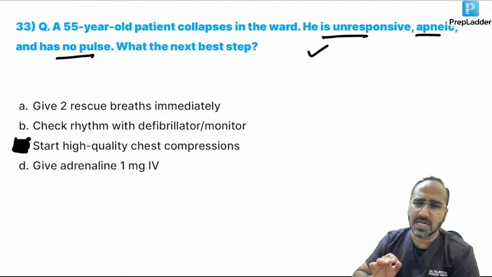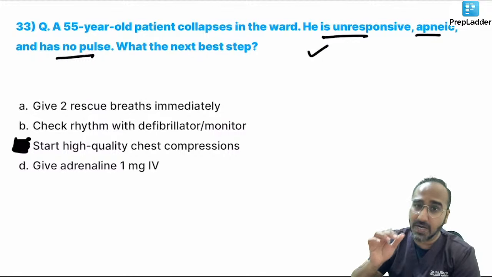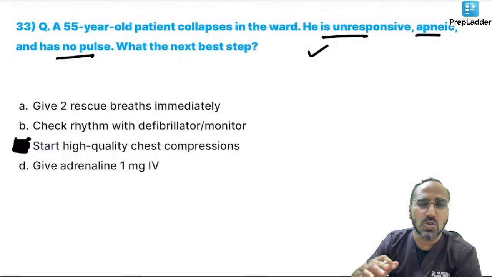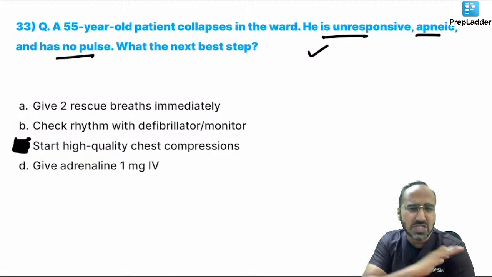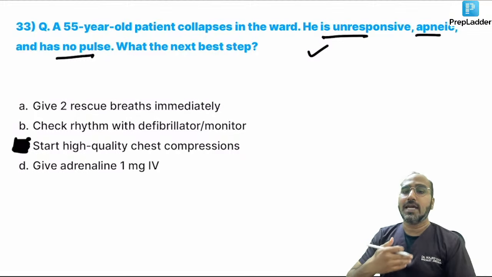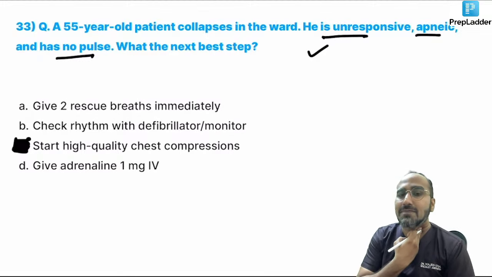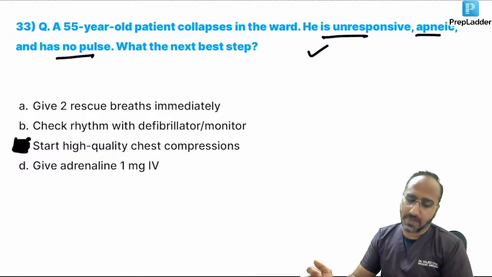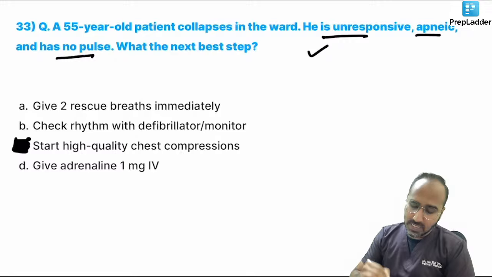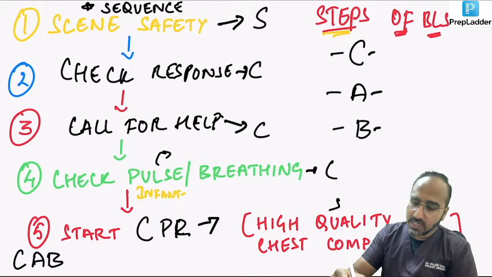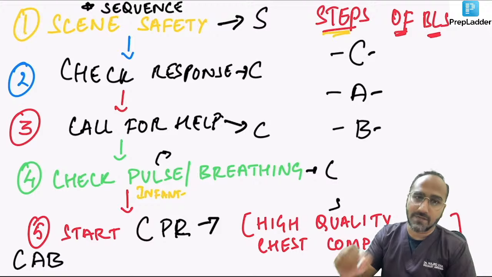Now, something about chest compressions, or something about CPR. Remember, guys, if at all you see a person suddenly collapse, what is the first step that we need to do? We need to check for the response. If he's not responding, you call for help. After calling for help, you are checking for the pulse and breathing. If he is not having pulse and breathing, then you start the compressions. So look over here, guys. Sequence in CPR is what? First is what? Scene safety. The first is scene safety.